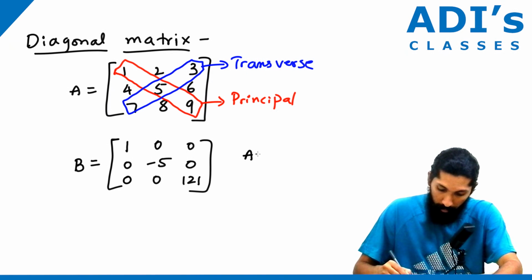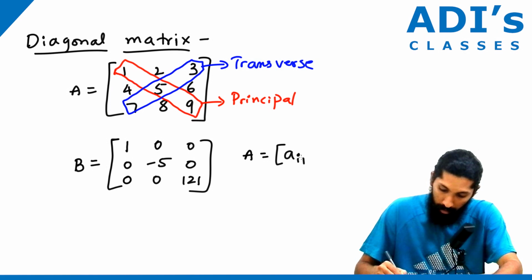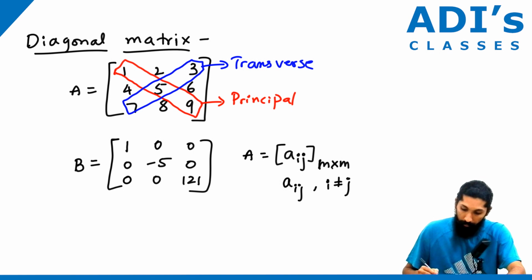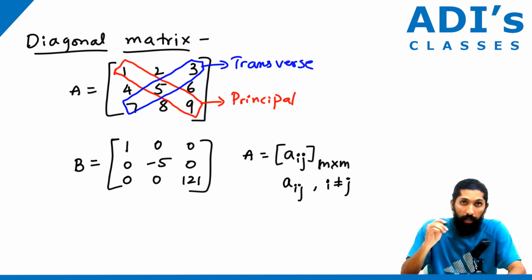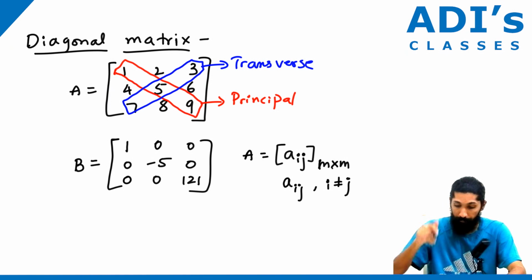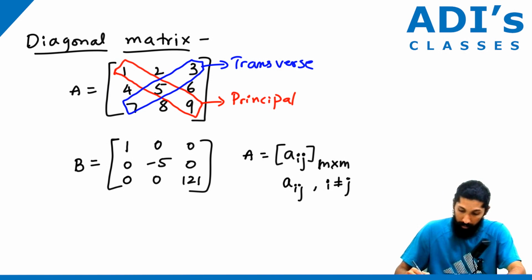So, matrix A is equal to Aij. First and foremost, it is M cross M, which means it's a square matrix. And you have Aij where i is not equal to j. That means the position of the element, first row, second element, first row, third element, something like this: i is not equal to j. This value is equal to 0.